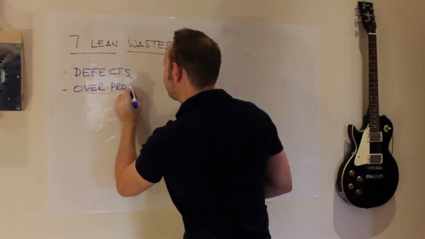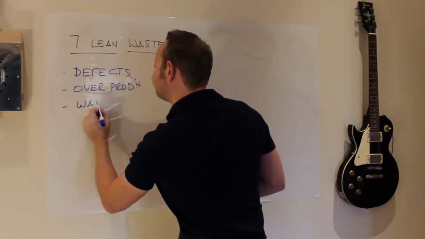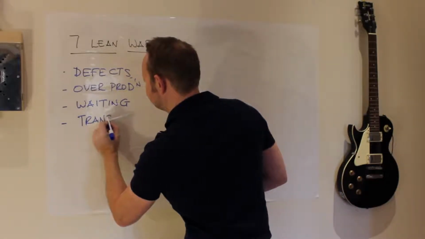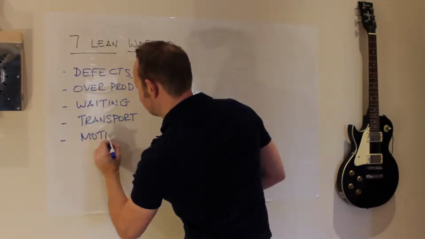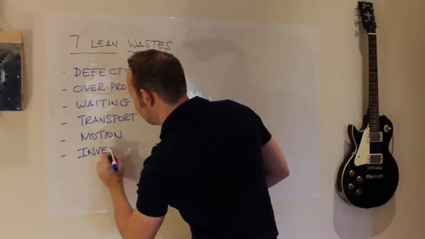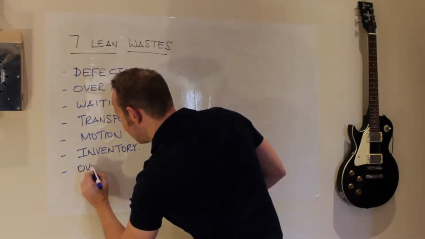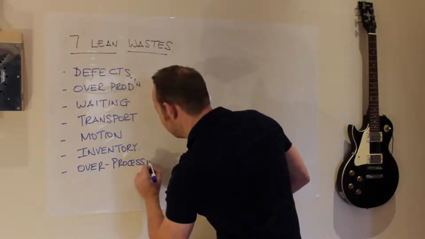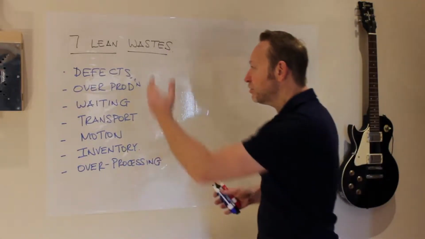overproduction, producing too much or too soon, basically, waiting, transport, motion, inventory that shouldn't be there, not inventory that's useful, and finally over processing, inappropriate processing, buying equipment that you don't really need to do tasks in overcomplicated ways. So there are the 7 wastes.